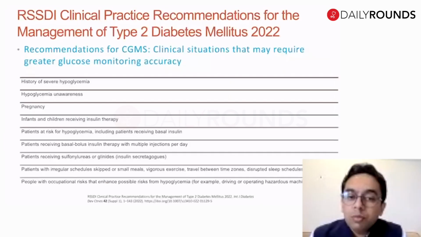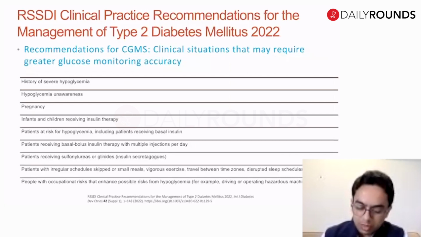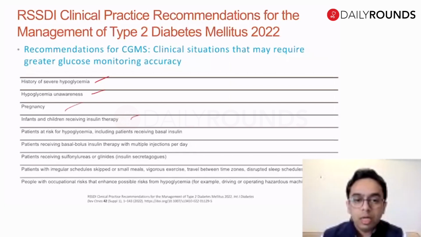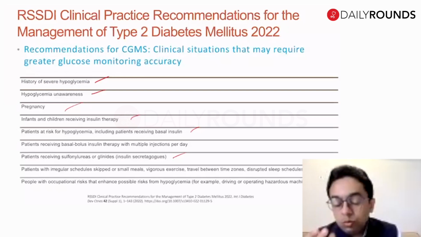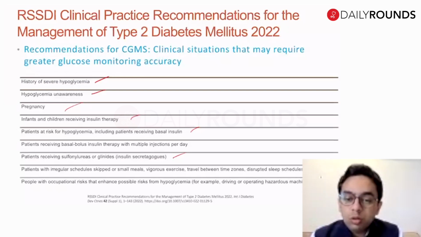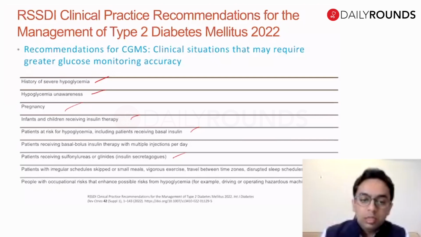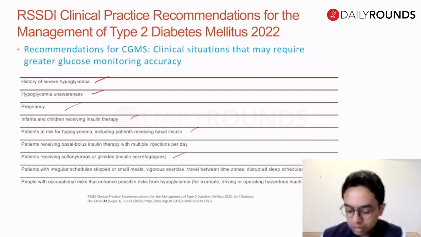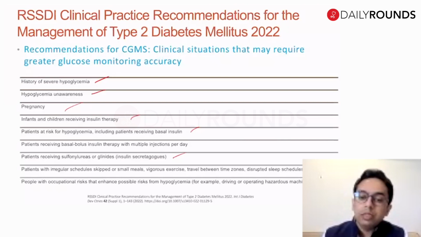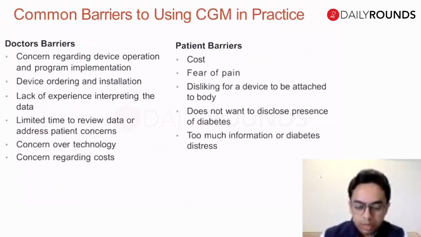Coming to the guideline from the RSSDI, again the same thing: hypoglycemia, unawareness, pregnancy, children, infants, type 1 diabetes. Also insulin-secretagogue users who need repeated checking of blood sugar, you can use CGM in all those patients. Then occupational risks like drivers, and those who exercise vigorously, you can use CGM in those patients. That is the recommendation.